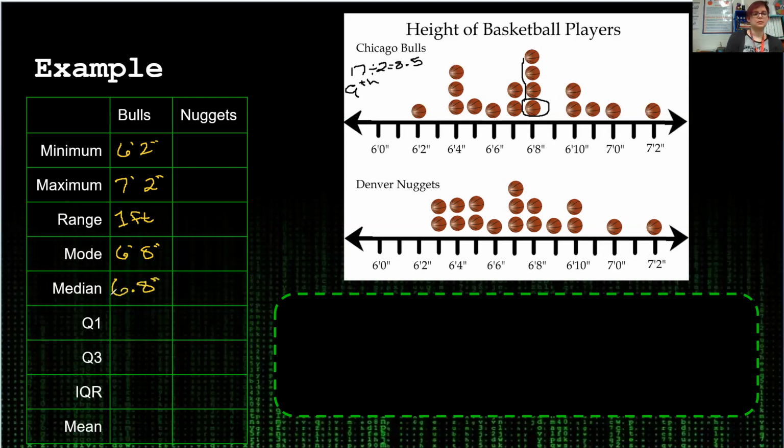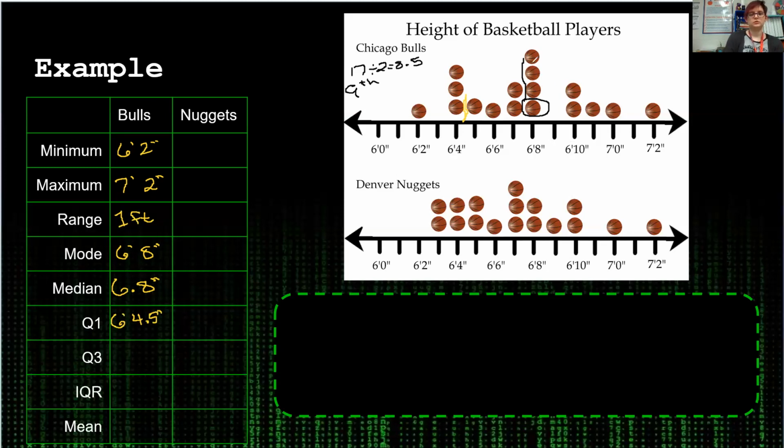Okay, I can do the same thing for Q1. So there's 8 dots in that group. Half of 8 is 4. I'm going to count 1, 2, 3, 4. And because that's even, it's going to be in between these two basketballs. So I can see I'm counting by 2 inches. So that means in between. This is 6'5". So the Q1 is 6 feet, 4.5 inches.